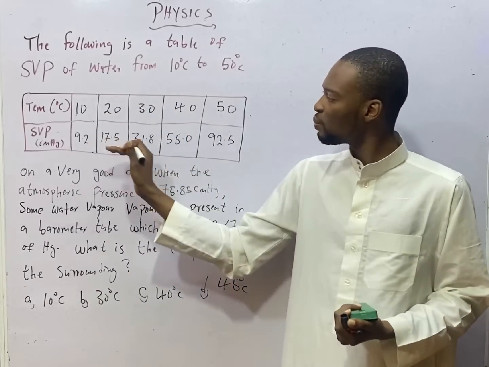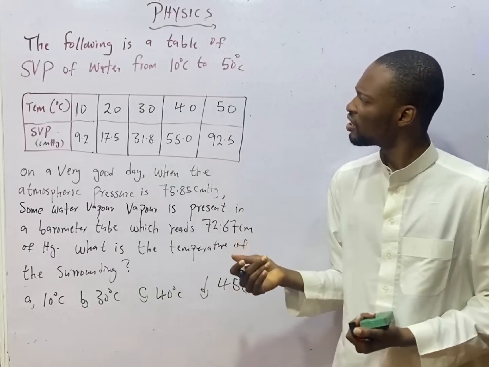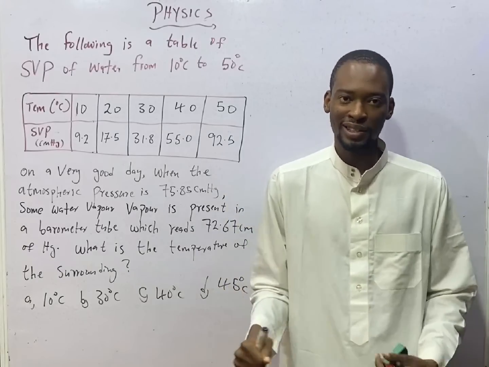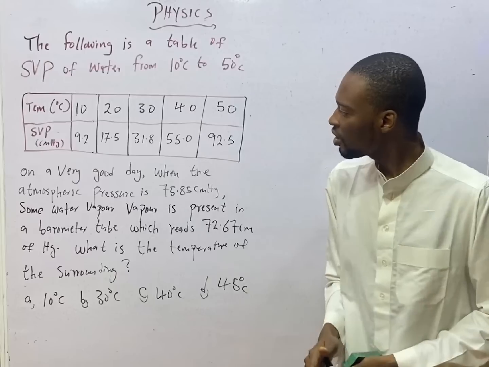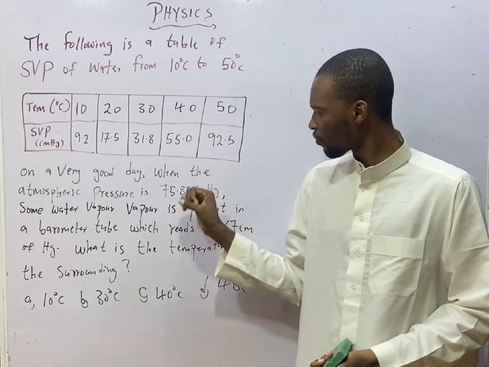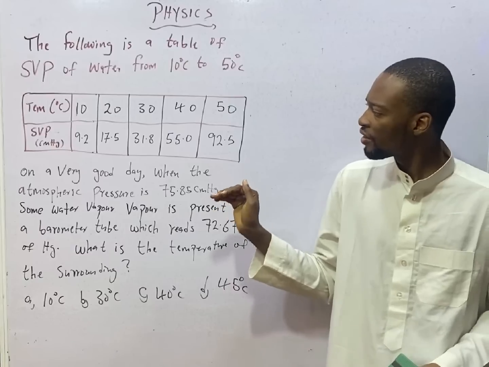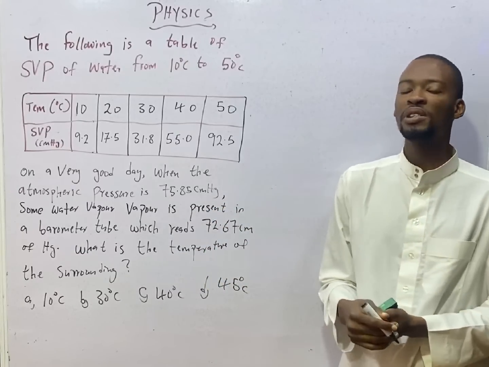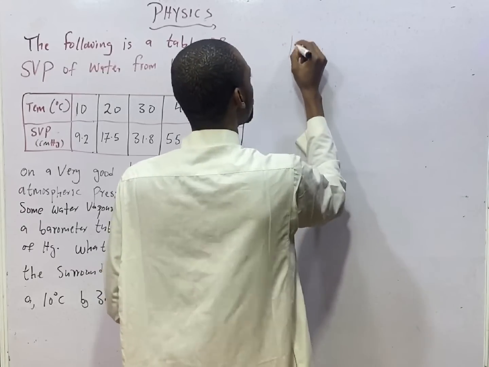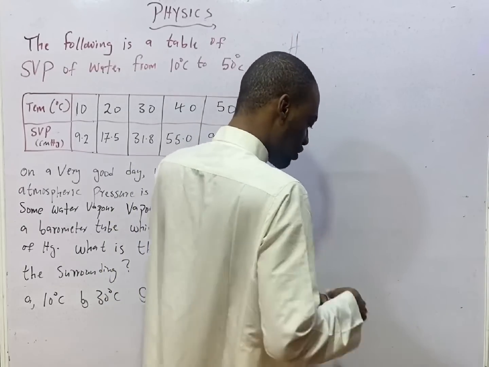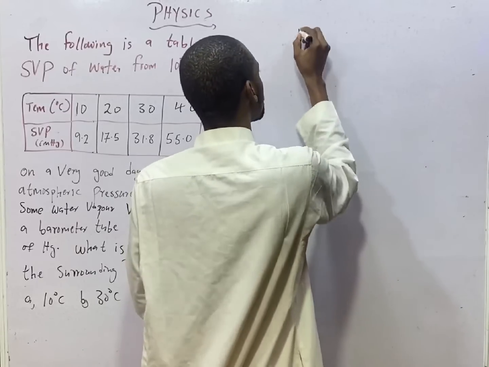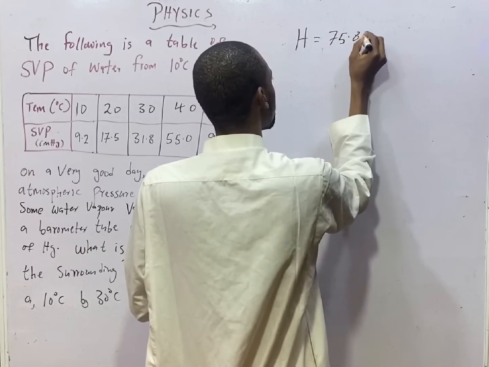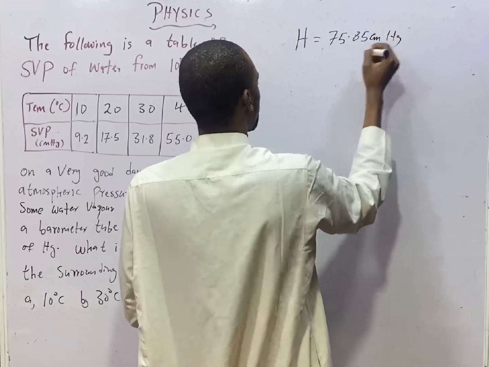At this temperature, this is the vapor pressure of water. So what are we going to do with this information? How does it change the price of garri in the market? Let's look at this. On a very good day, when the atmospheric pressure is 75.85 centimeter of mercury. Atmospheric pressure is denoted as big H. They say it is 75.85 centimeter of mercury.